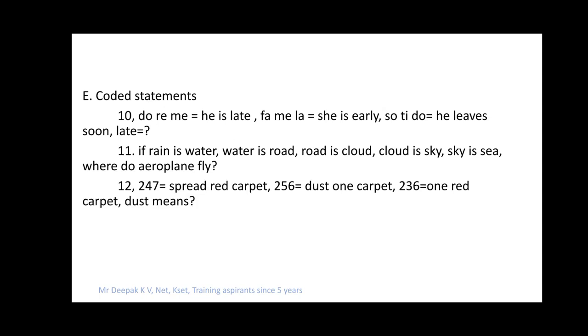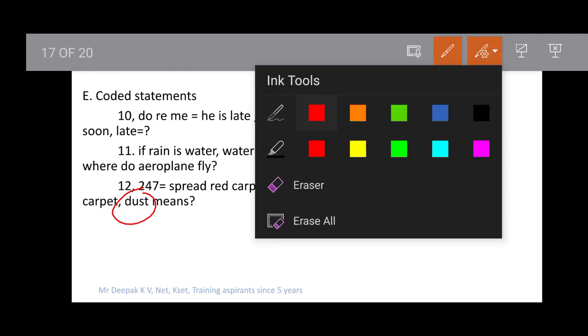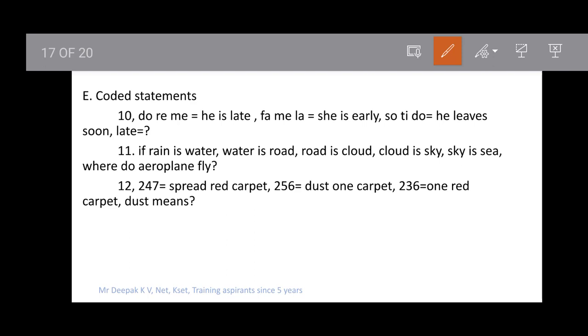In the same way as the 10th question, we are going to solve this as well. Question number 12. 247 is spread red carpet. 256 is dust one carpet. 236 is one red carpet. So what does dust mean? Here the word asked is dust. The dust is in the second decode, and that is why I am comparing the second decode with the other decodes. I will compare the second and third decode first. What is common? Carpet is common. Carpet is common in the first decode as well, so I am striking off all of that.